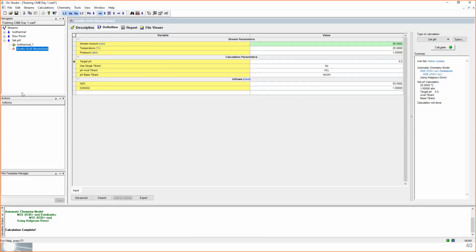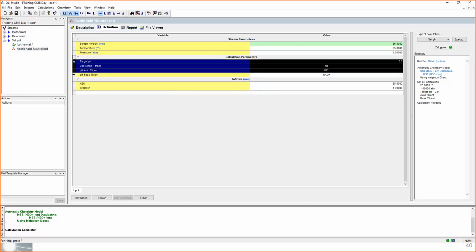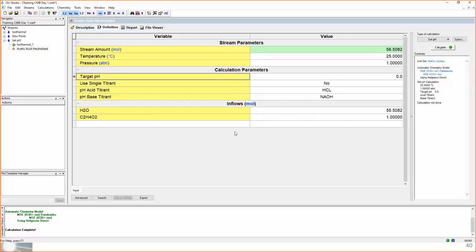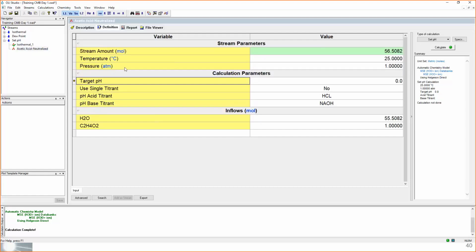Okay, so once we select the set pH, notice what has happened on my screen, on the workspace. Now we have a new section here called calculation parameters. So you'll see the first option, and let me increase this. I wish it stayed big so it's easier to present to you. Okay, so the first row here is the target pH. We want to neutralize this, so the target pH will be 7, right? So you just enter 7.